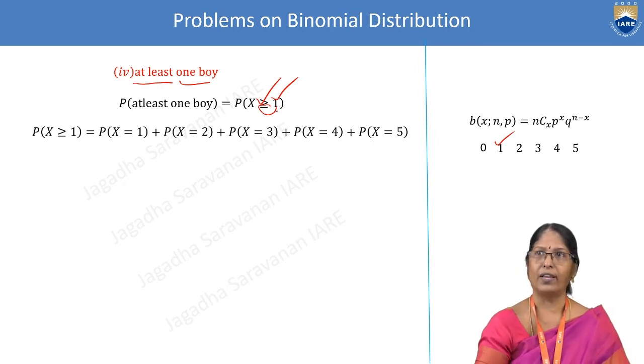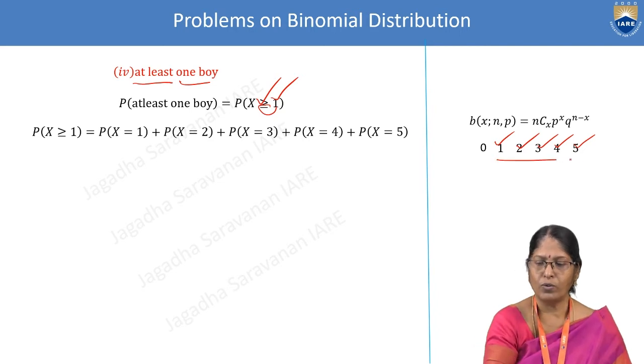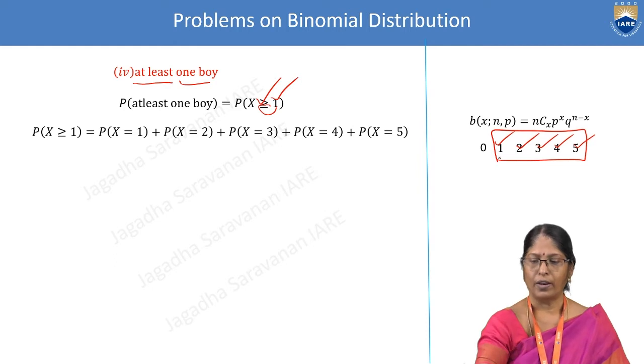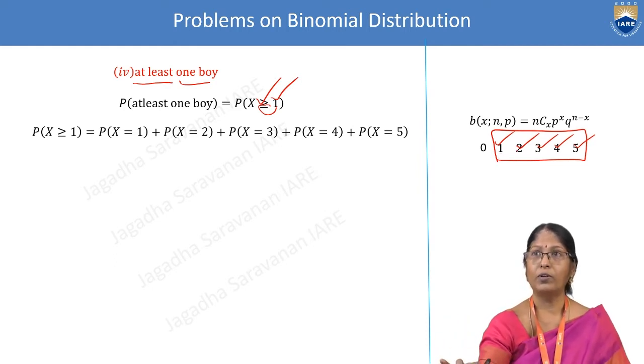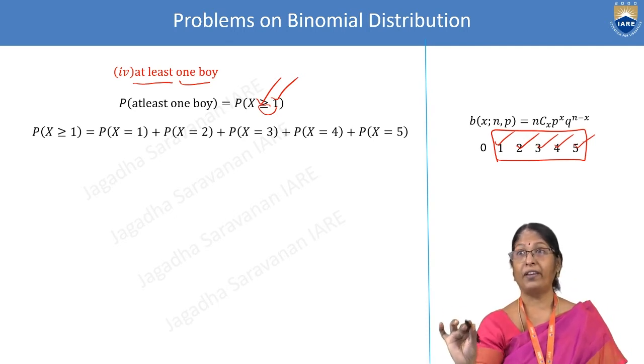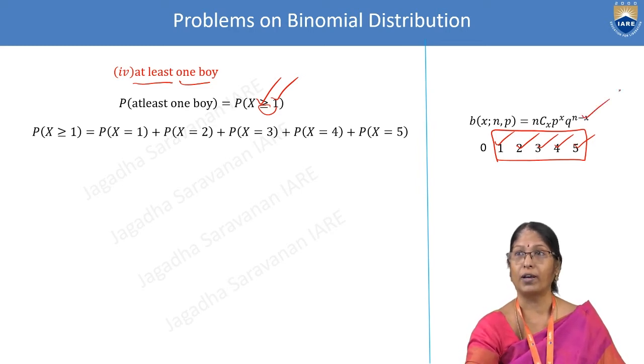Greater than 1 is there. The greater than 1, what are the data? 2 is there, 3 is there, 4 is there, 5 is there. So we will count 5 times: x equal to 1 first time, x equal to 2 second time, x equal to 3 third time, x equal to 4 fourth time, x equal to 5 fifth time. 5 times we have to apply this binomial distribution formula.